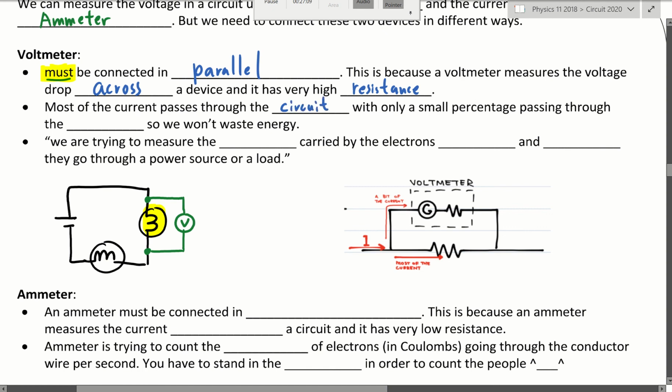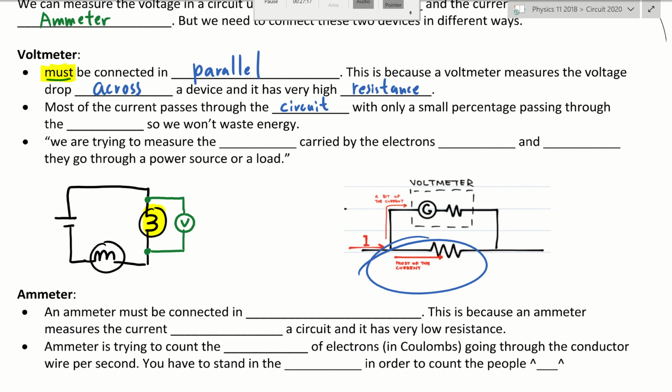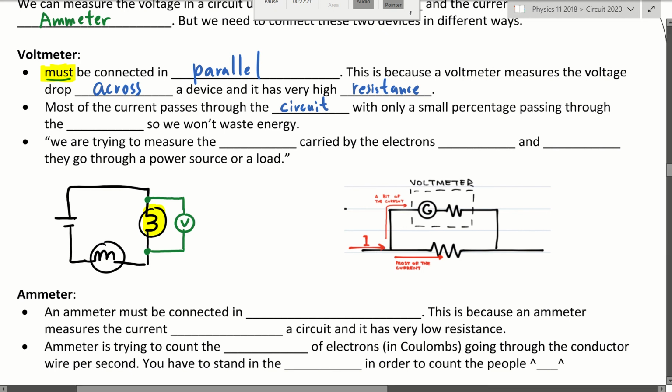So the original circuit itself. Most of the current will actually just go through the object. Now, a very small percentage of the current will go through the voltmeter, and it's going to be picked up by the voltmeter so that the voltmeter can measure the voltage before and after. So the voltmeter takes only a very little amount of current.